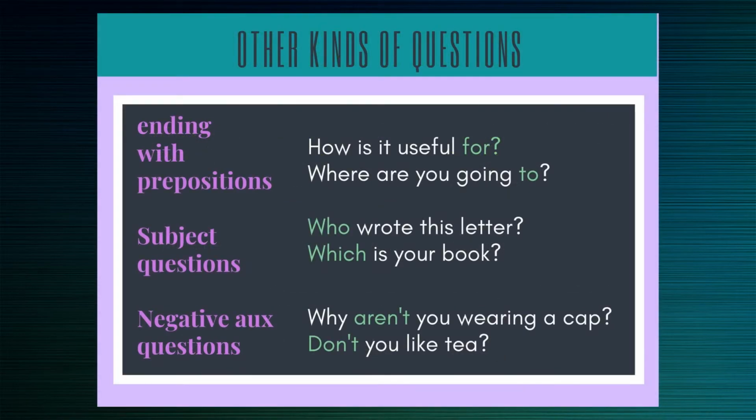Here we have three more kinds of questions. One of them is ending with prepositions, like how is it useful for or where are you going to. In this case, the prepositions are asking us for specific information inside the question. Subject questions like who wrote this letter, which is your book. Who and which are acting as subjects in the question, so we don't need a subject like in the regular order.